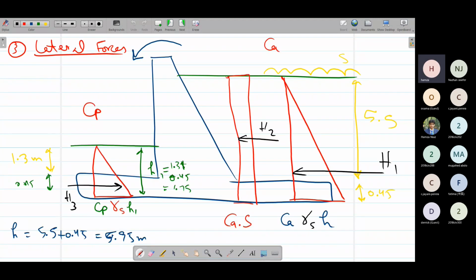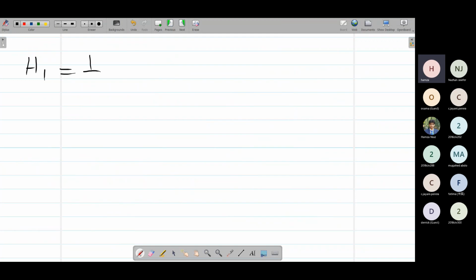H1, the triangular area, is half into base into height. Half into base, we have Ca gamma s h, this is our total base, into height we have again h. So simple, we have to multiply this, and we get this active earth force.